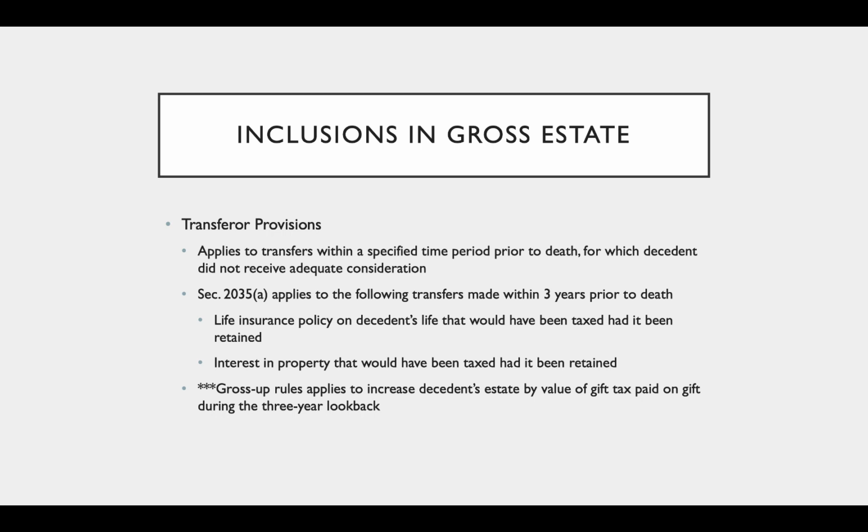Items subject to 2035(a) are dealt with using gross-up rules, and gross-up rules apply to increase the decedent's estate by the value of the gift tax paid on the gift made during that 3-year lookback. So the amount of gift taxes paid by the decedent will increase the estate of the decedent.